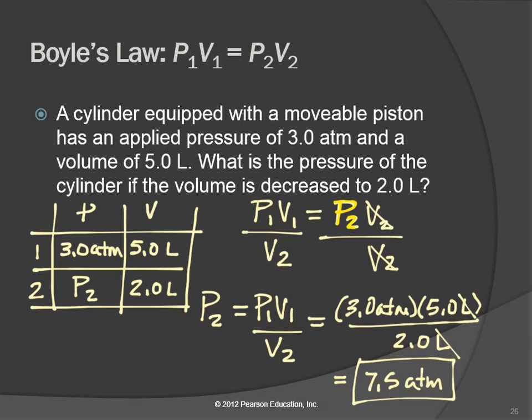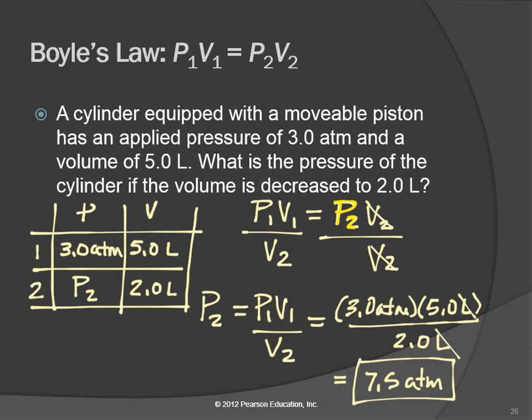And then ask yourself, well, does this make sense? So we had a volume of 5 liters, and we squeezed it down to 2 liters. Do we expect the pressure to go up or down? We expect it to go up, and it did. Probably one of the more common mistakes that students make is they'll get something upside down, and so you'll end up with the pressure going in the other direction, and so then you can catch that at the end.